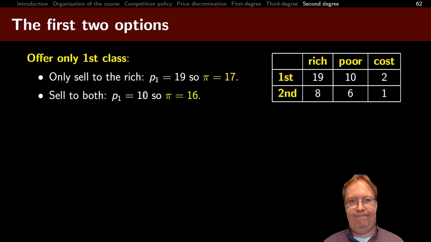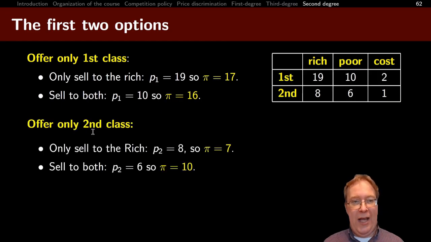I would earn 8 on each customer group. There are two groups equally sized. So my profits would be 16. Okay, so if I only offer first class, I would charge a price of 19 and only sell to the rich, because then my profits are high.